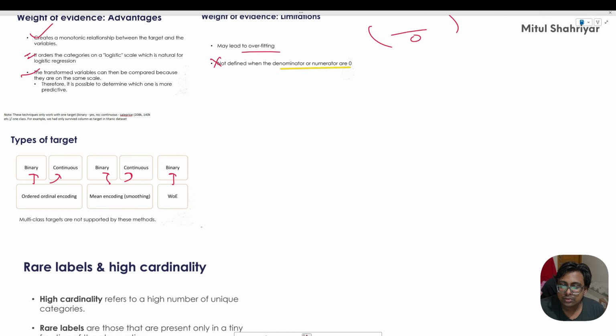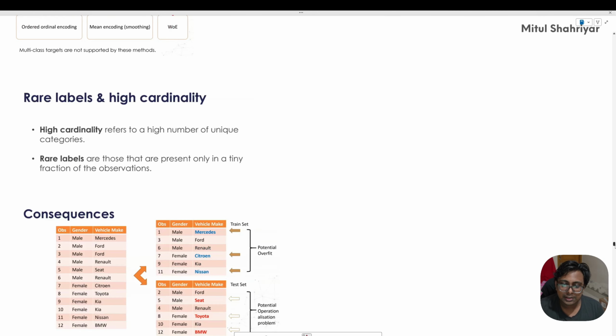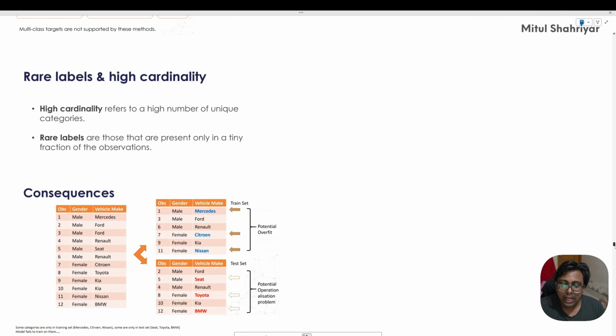Now let's focus on the last one, rare labels and high cardinality. We have earlier seen what the scenario basically is. Now let's go through the consequences. Assume earlier we just had one column, and now we have two columns. Assume this is x1, this is x2, and again for this one x1 and x2.